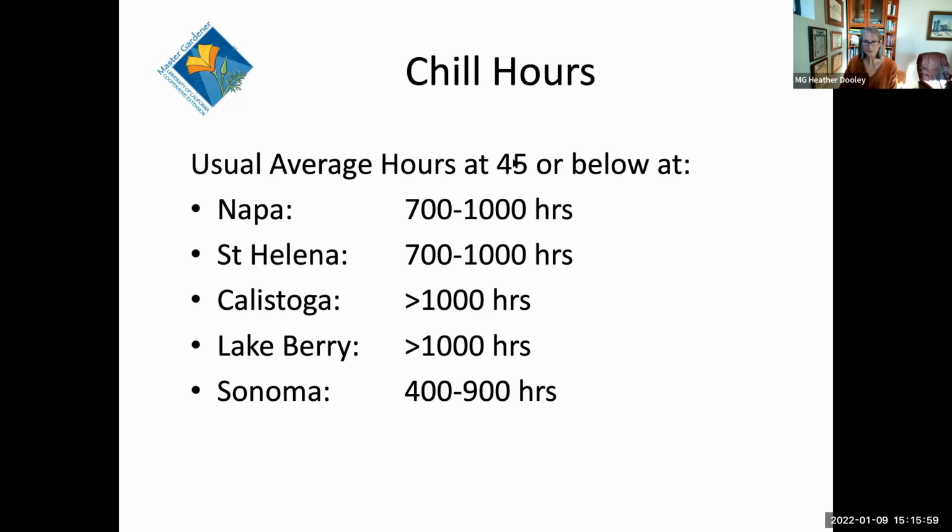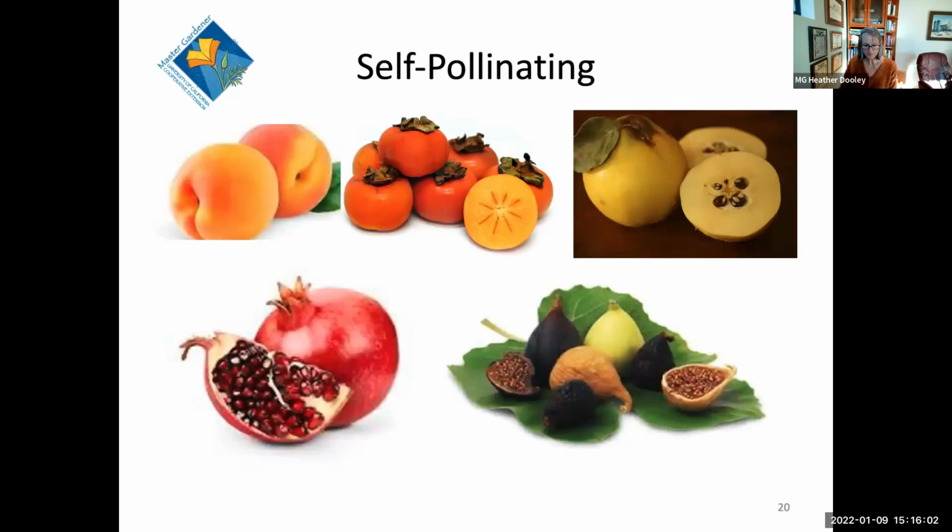The other thing that you're going to need besides chill hours is pollination. Pollination is the transfer of pollen from the male part, the stamens, to the female part. It could be on the same flower or it could be a different flower. Some fruit trees are self-pollinating, and when we say this, you don't need another variety of the same fruit tree to pollinize that tree. So your peaches, your apricots, persimmons, quince, fig, pomegranates, all of these are self-pollinating. So you don't need another fruit tree of a different variety.